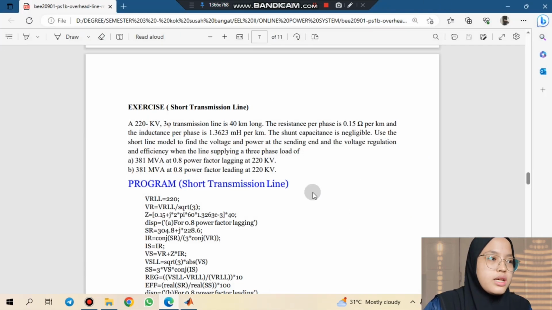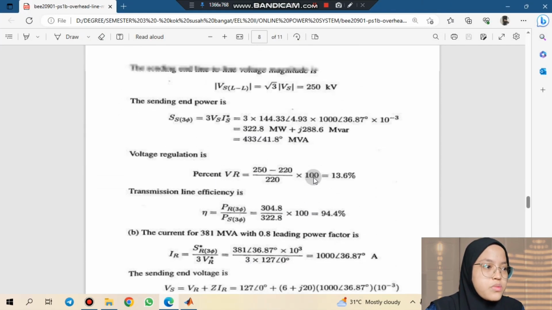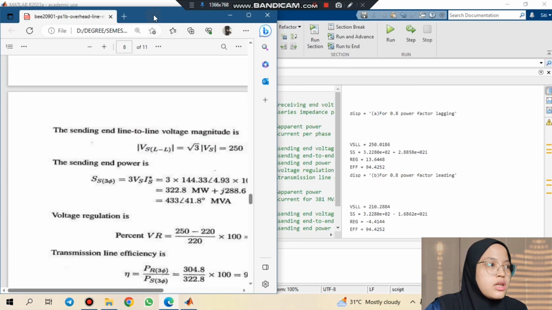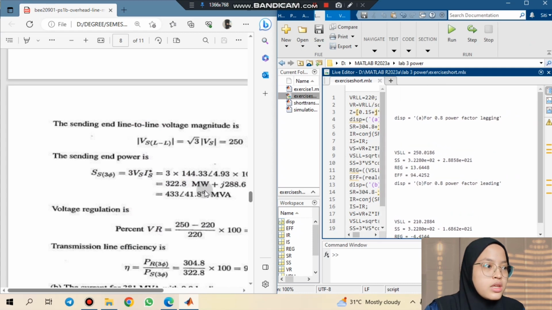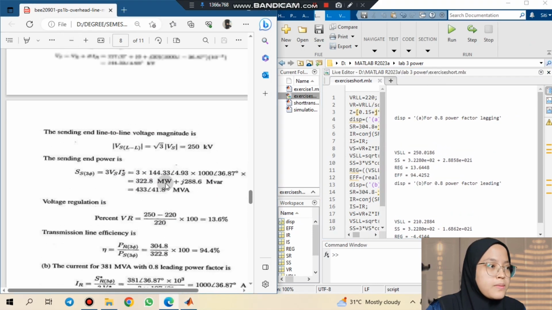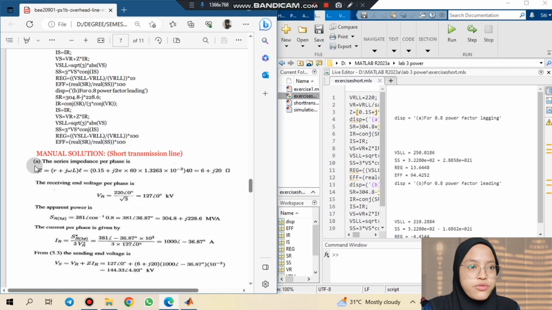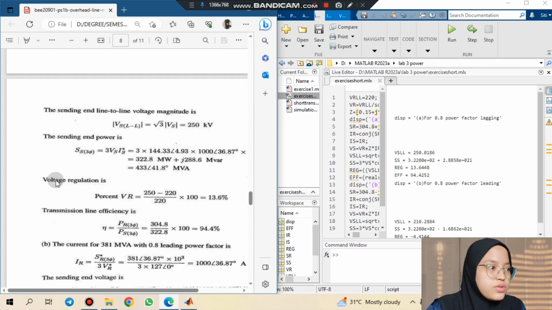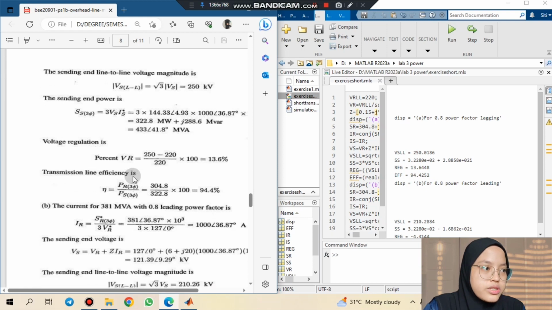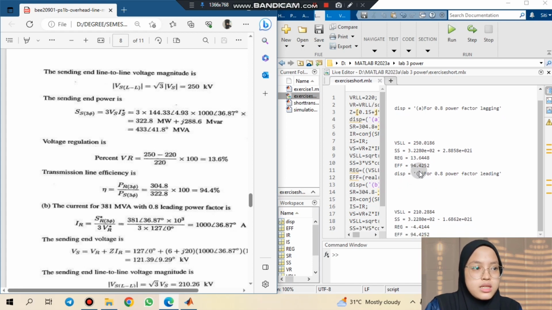We can compare it to the manual calculation. So we can see here, for the first part, which is for 0.8 power factor lagging, the voltage regulation, percent VR, is equal to 13.6%. Okay, we can see here it's the same. And also the transmission line efficiency is 94.4%. And as compared to the MATLAB execution, you can see it's also the same.